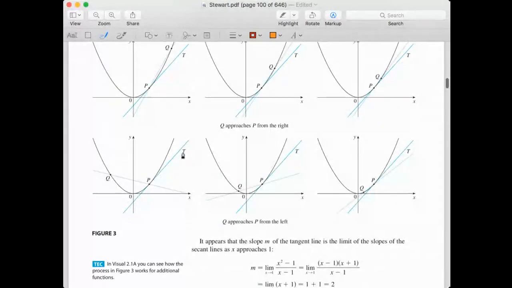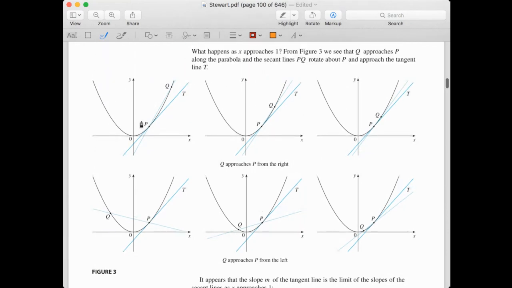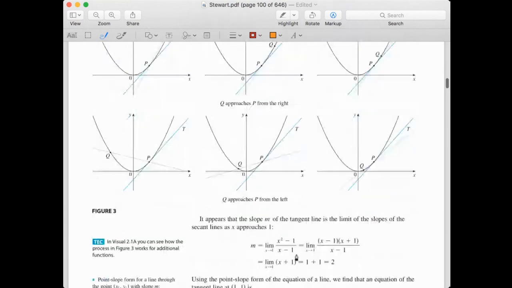You see? If Q is here, of course, we have this kind of secant line. Q is here, we have this secant line. So in any case, it doesn't matter where Q is, we let Q approach P. The top three, Q approaches P from the right-hand side, right? The bottom three, Q approaches P from the left-hand side. So think about the ideas of limit. We have a right limit, we have a left limit. So we use the idea of limit.